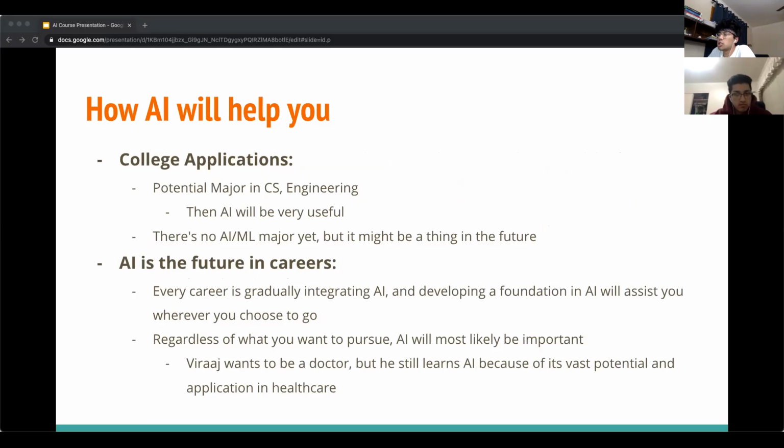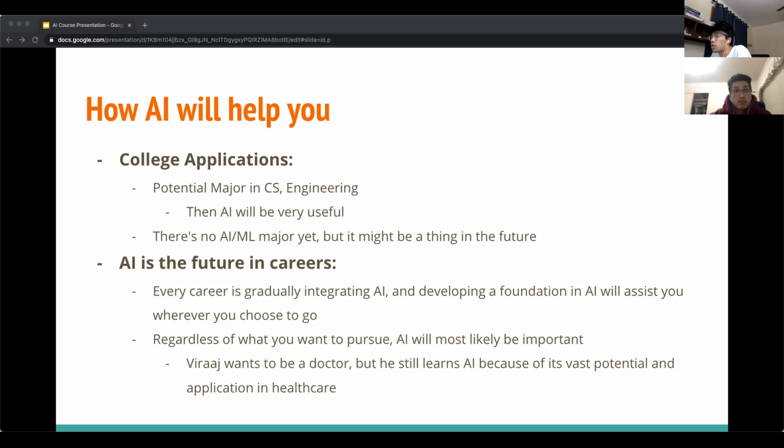So I guess you guys, since you guys are mostly younger students, probably in middle school or high school, you're probably wondering how will AI help me? Why should I learn about it? So some main things in terms of college applications and college and future work. There's potential majors in CS and engineering, and if you guys want to major in STEM, CS, engineering, then you probably want to learn AI because it's going to be really big in the future. And a lot of your classes that you can take could be AI-based classes, such as machine learning courses and AI courses. So it'll be really useful there.